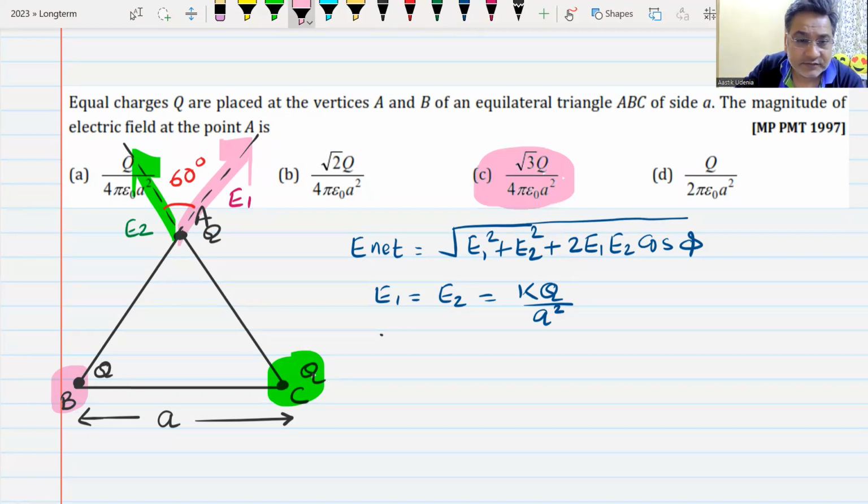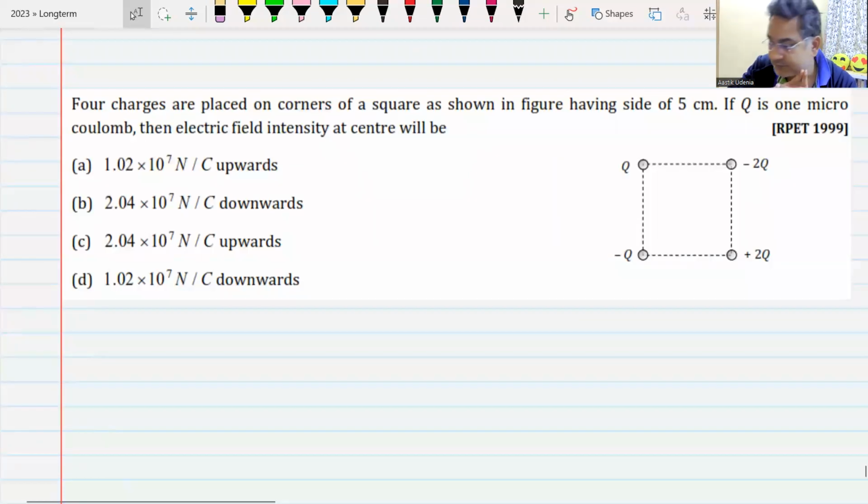Pakka, sir? Yes, sir. Can we do this one question and then we can move ahead? This one. 4 charges are placed at the corner of a square as shown in the figure. The side length is 5 centimeter. You can take it as A. So you can take the length of the square as A.